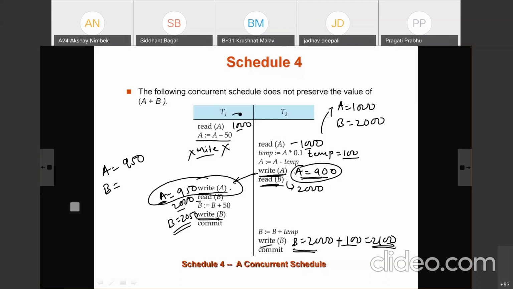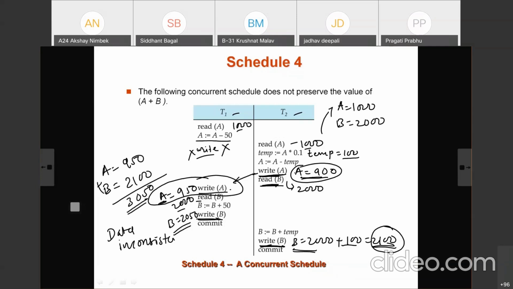Now which transaction performed the final write B operation? T2 performed the final write operation. What value did it write? 2100. Now make the addition, A plus B: 3050. What happens here? It results in data inconsistency.